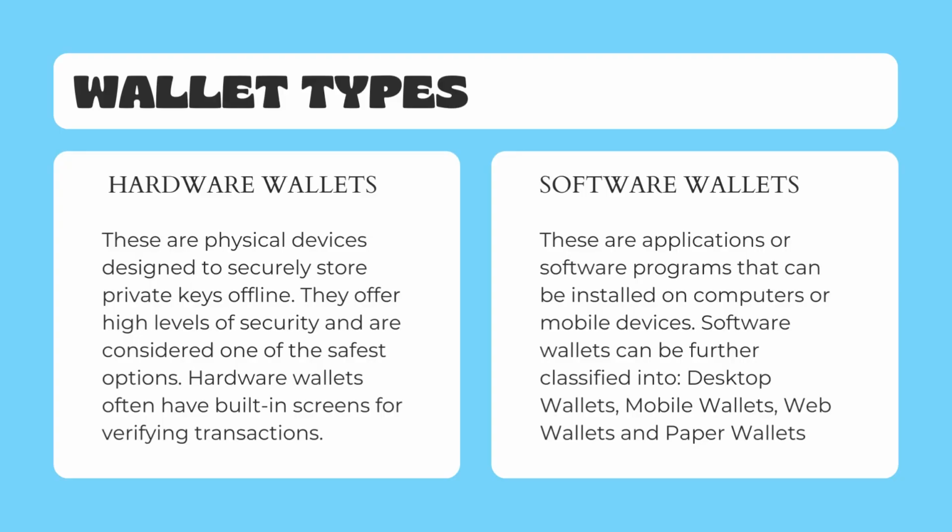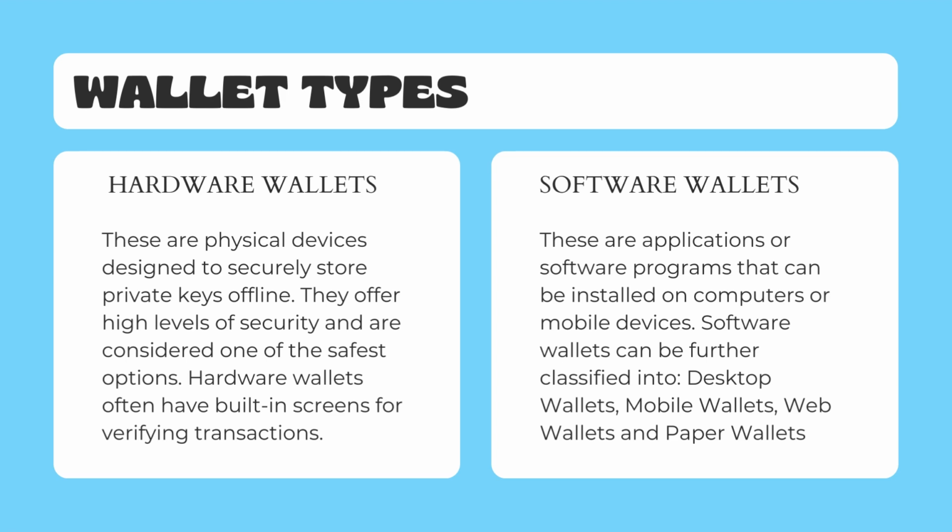Second one is wallet type. What is wallet type? There are two wallet types, hardware wallet and software wallet. The first one is hardware wallet. These are physical devices designed to securely store private keys offline. They offer high level of security and are considered one of the safest options. Hardware wallets often have built-in screen for verifying transactions.